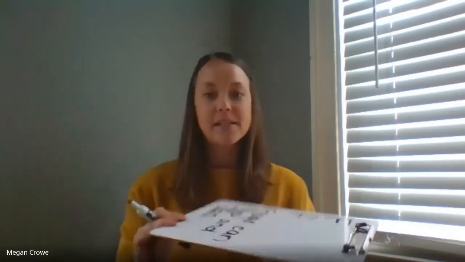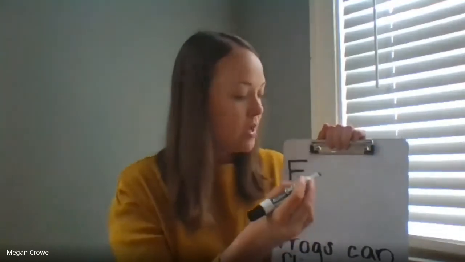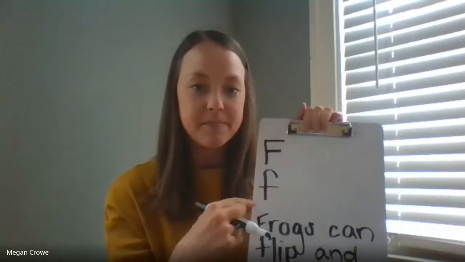Okay. Ms. Crow is going to show you some of these activities on a whiteboard. You can do these activities on a piece of paper, or you can talk about them with someone that's in your house. So one activity that it asks you to do was to write the capital and lowercase f. Ms. Crow is going to show you how to do that on a piece of paper.